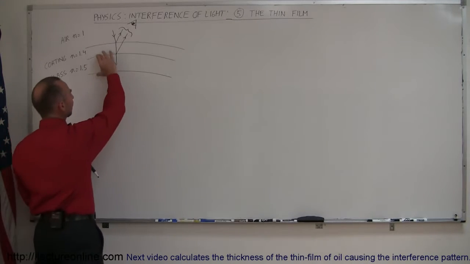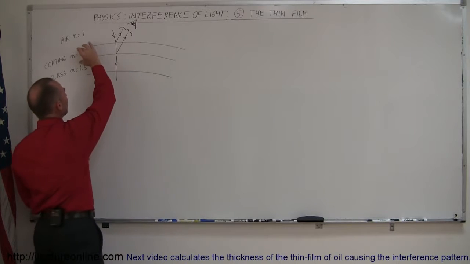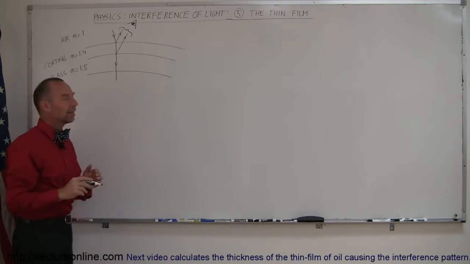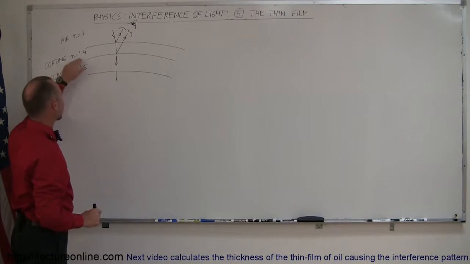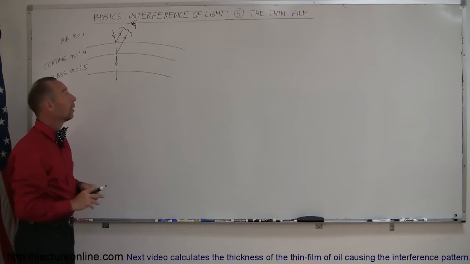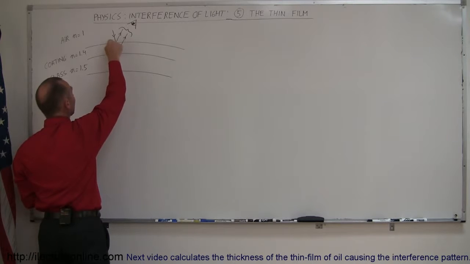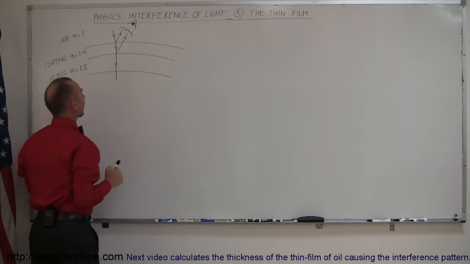So let's say we have a glass, this could be a lens or a window or anything like that, and we put a small thin layer of some material on there that has a different index of refraction from either the air or the glass. And let's say in our example here, the index of refraction is 1.4. What that means is that when a beam of light comes to the boundary between the air and the film, part of it will be refracted and goes into the film, part of it will be reflected.